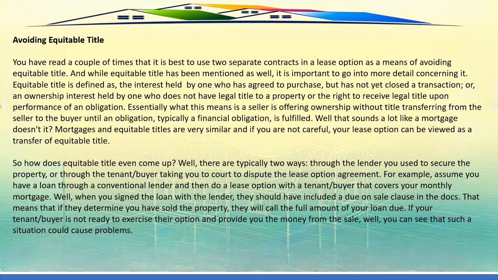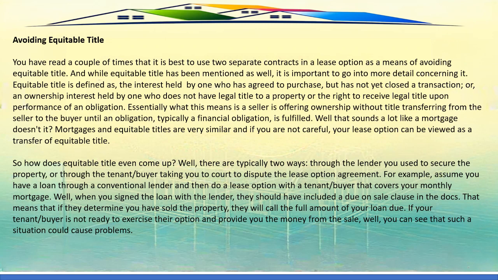Essentially, what this means is a seller is offering ownership without title transferring from the seller to the buyer until an obligation, typically a financial obligation, is fulfilled. Well, that sounds a lot like a mortgage, doesn't it? Mortgages and equitable titles are very similar, and if you are not careful, your lease option can be viewed as a transfer of equitable title. So how does equitable title even come up? Well, there are typically two ways: through the lender you use to secure the property, or through the tenant buyer taking you to court to dispute the lease option agreement.